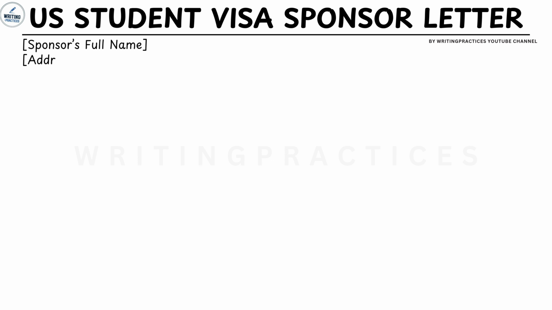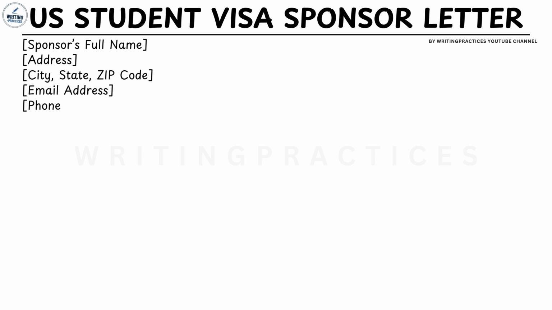Sponsor's information. The letter starts with the sponsor's personal details at the top, similar to a formal business letter. Example: sponsor's full name, address, city, state, zip code, email address, phone number. This section provides the US Embassy or consulate with the sponsor's full details, making it easy for them to identify the person providing financial support. Including a phone number and email ensures that they can reach the sponsor if they need additional verification.